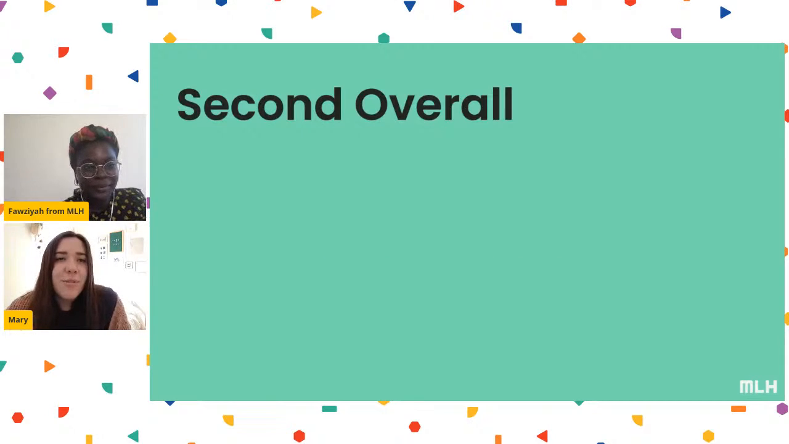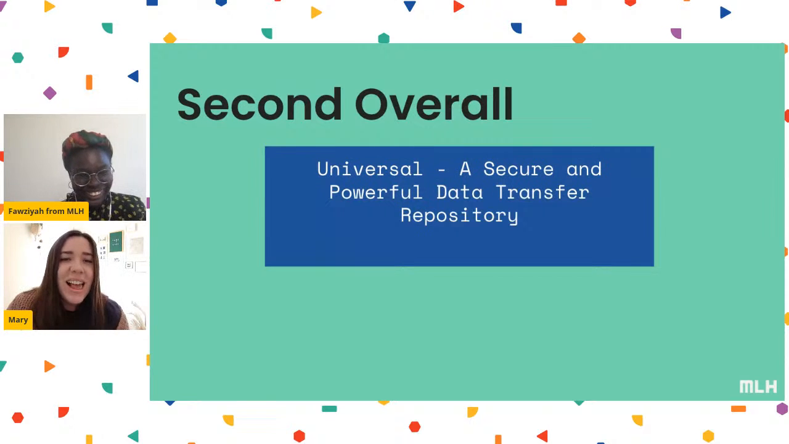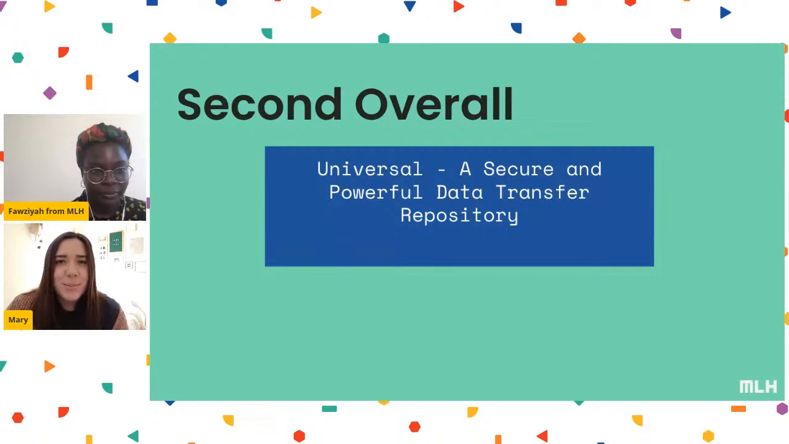And for our second overall, we have Universal, a secure and powerful data transfer repository. It's quite a mouthful, but y'all did an amazing job. The judges loved your hack, so you will be going home with the second place prize.